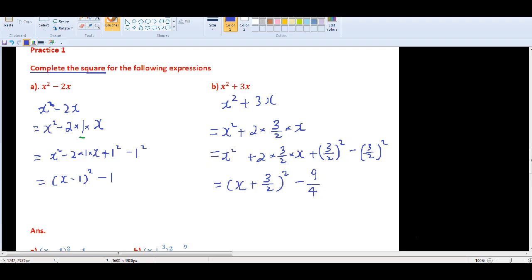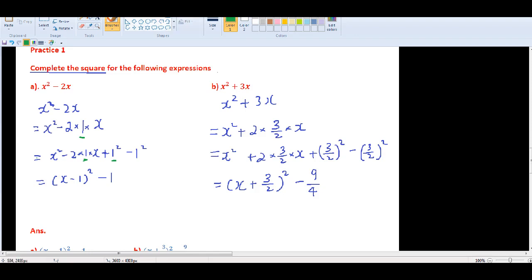Okay, so here's the answer, right? For the first one, it's x squared minus 2 times 1, so that 1 is important. You need to have 1 squared, but you need to take it away immediately. So for the first three terms, you can complete the square into x minus 1, bracket squared, minus 1, right?